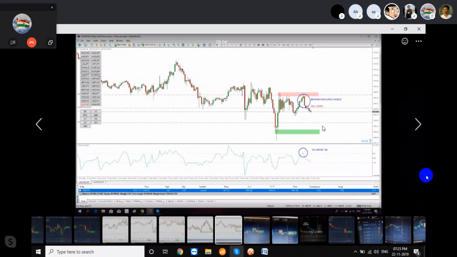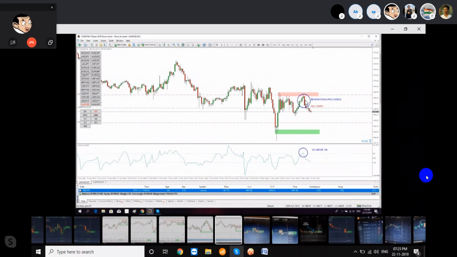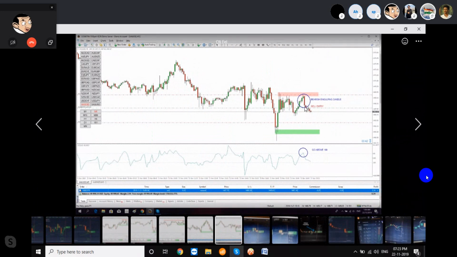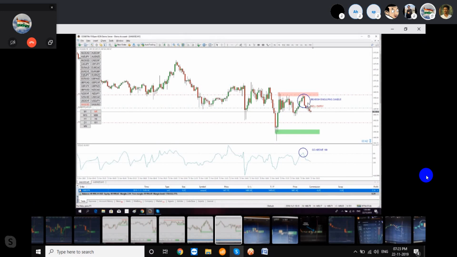Bearish engulfing. Which is a bearish engulfing? This candle and this candle is a bearish engulfing. No, the red one, the long red one. The long red one is covering the bullish one, so we can consider it as a bearish engulfing.